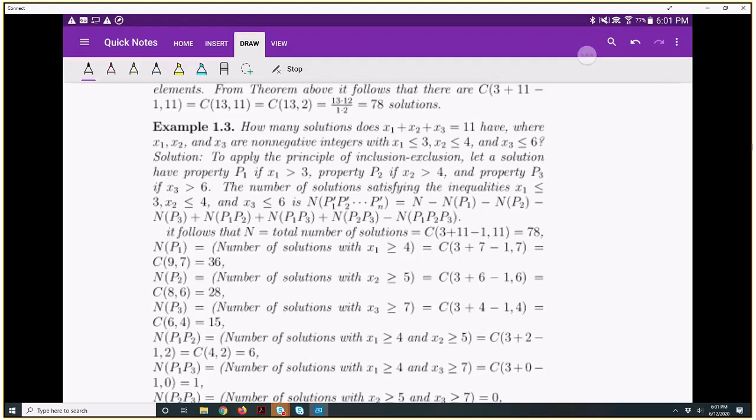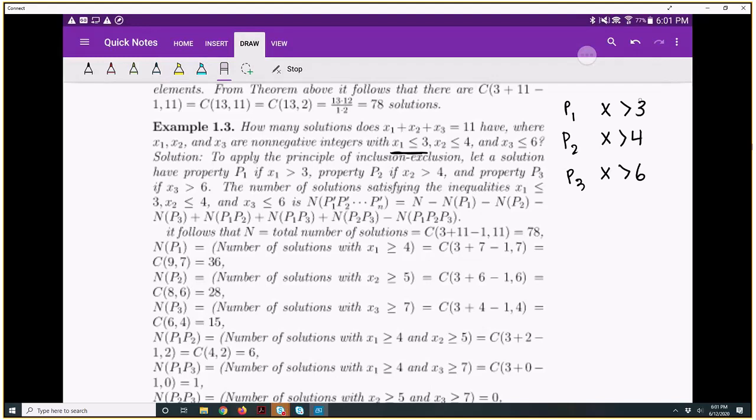Or rather, we want to count the solutions with these properties, so we're going to exclude the solutions with their opposite properties. So I'm going to let P1 be the property that x is greater than 3. So instead of x less than or equal to 3, I'm going to say greater than 3. I'm going to let P2 be the property that x is greater than 4, and P3 be the property that x is greater than 6. And then I'm actually going to change that up just a little bit to make this a little more straightforward.